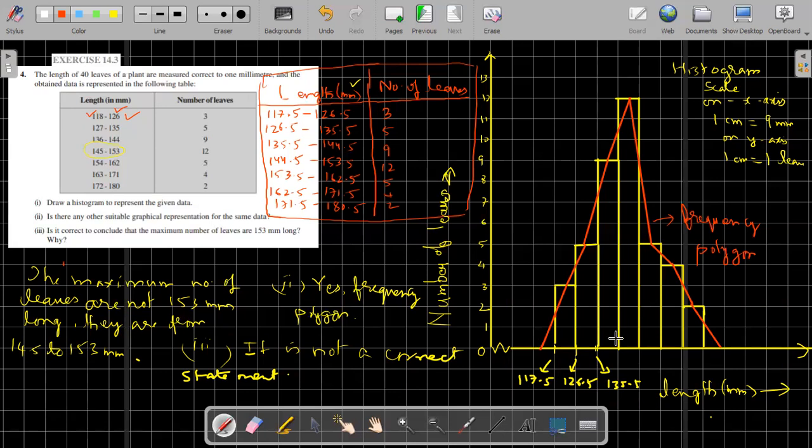This is the midpoint of 117.5 and 126.5. This is the midpoint of these two, so this is the class mark. If we add and divide by 2, we get this point. This point will represent 3, and the midpoint of this. Like this, we can draw the different points and then join them. Next time, we will do question number 6 also, to complete the frequency polygon.